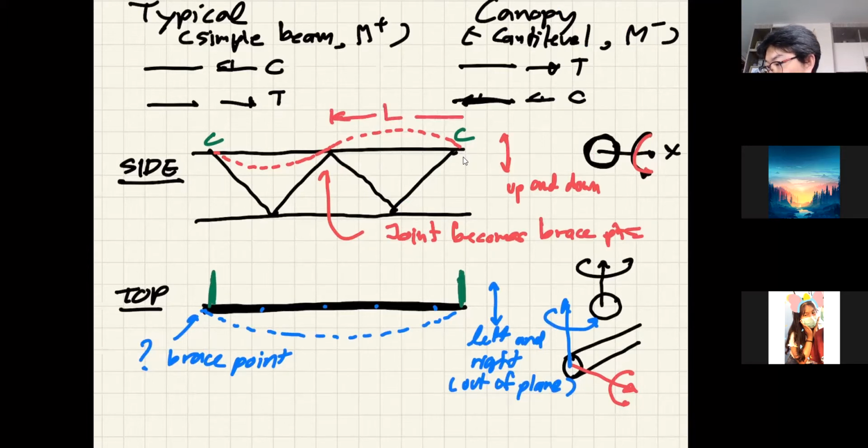Now, this is how much your member can move, right? It has brace points from the webs. But when you look from the top view, these webs cannot help, and what you have as help comes from the purlins. And for the top view, this becomes your unbraced length.